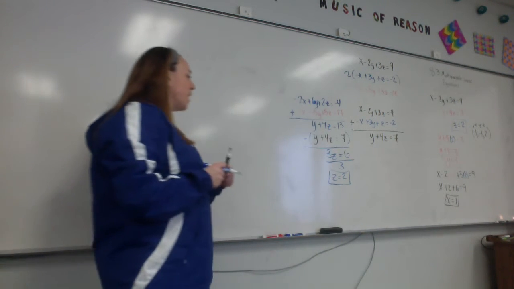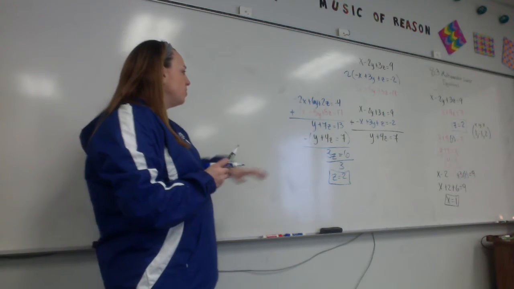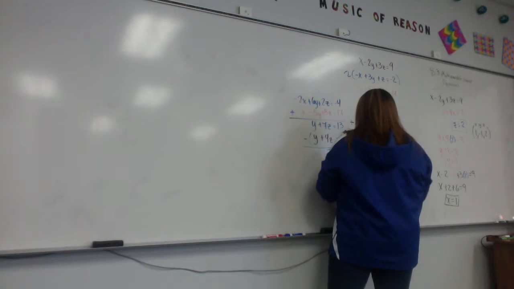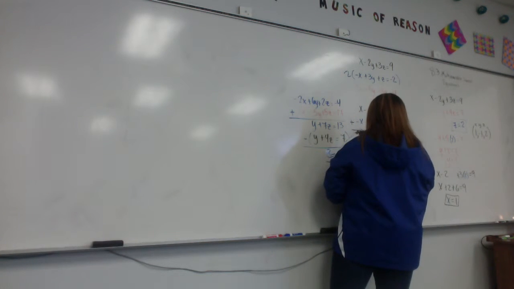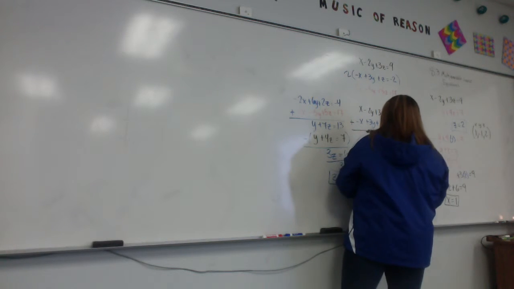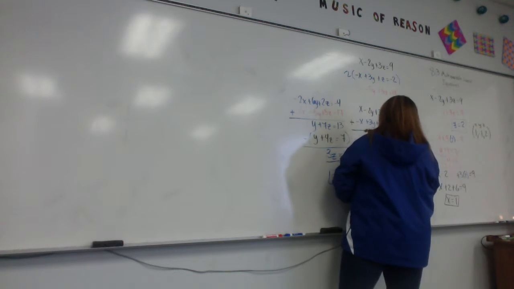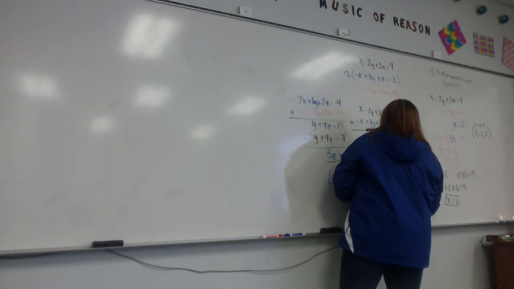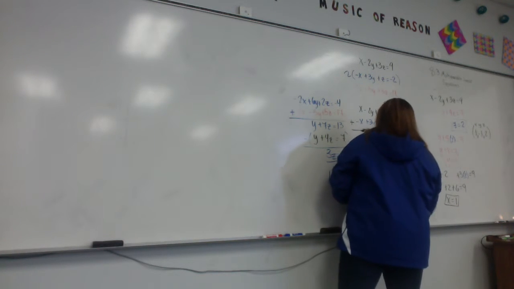Now, you take that z and you plug it back into one of these two equations. I'm just going to come over here and plug it in. So I have y plus 4 times 2 equals 7. So you have y plus 8 equals 7, and you get y equals negative 1.